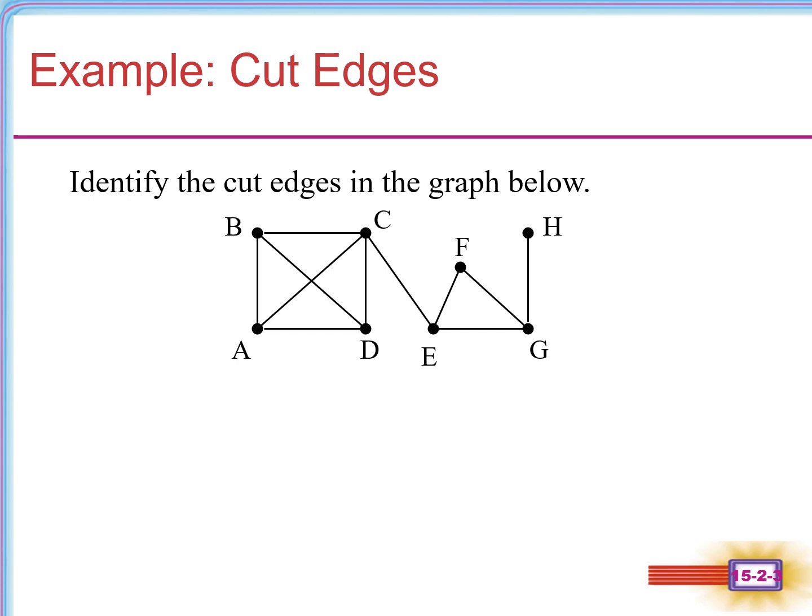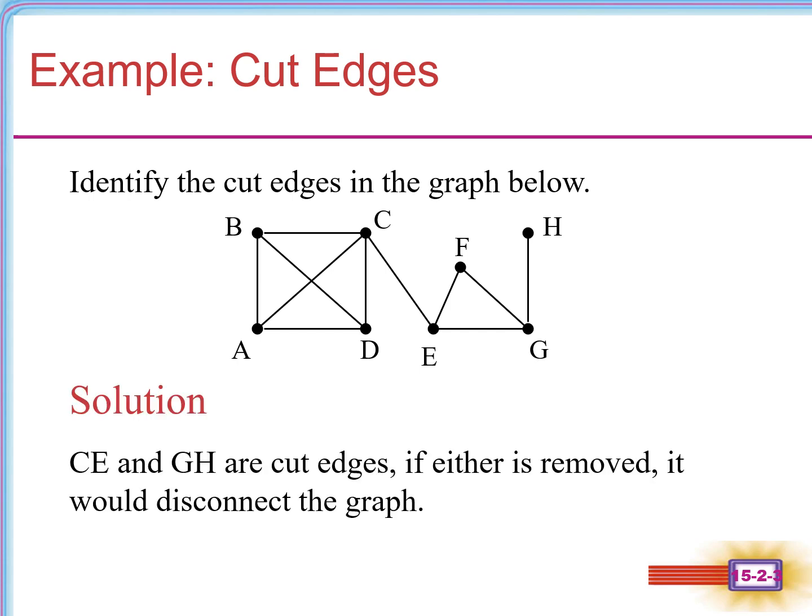Suppose you are asked to identify cut edges present in this graph. If you are checking this particular graph, you can see that by removing the edge CE, the graph will become disconnected. After removing CE, the graph will be split into two components. In the same way, if you are removing the edge GH, again the graph will become disconnected. So, for this particular graph, CE and GH are the cut edges. If they are removed, the graph will become disconnected. So, for this graph, two cut edges are there.